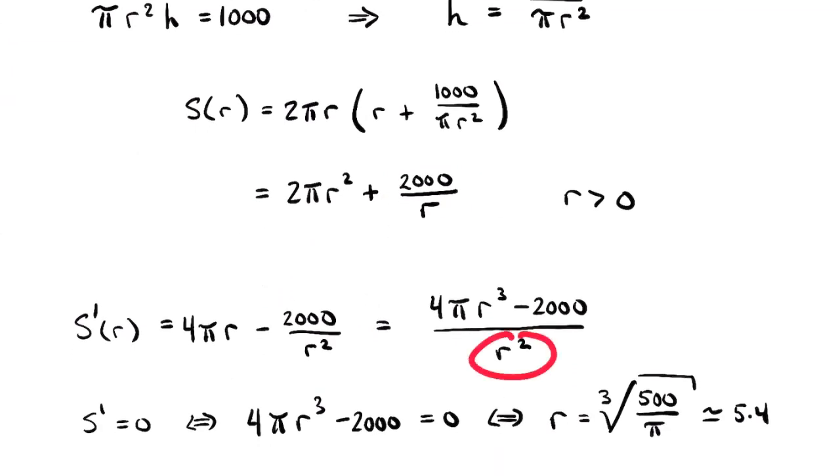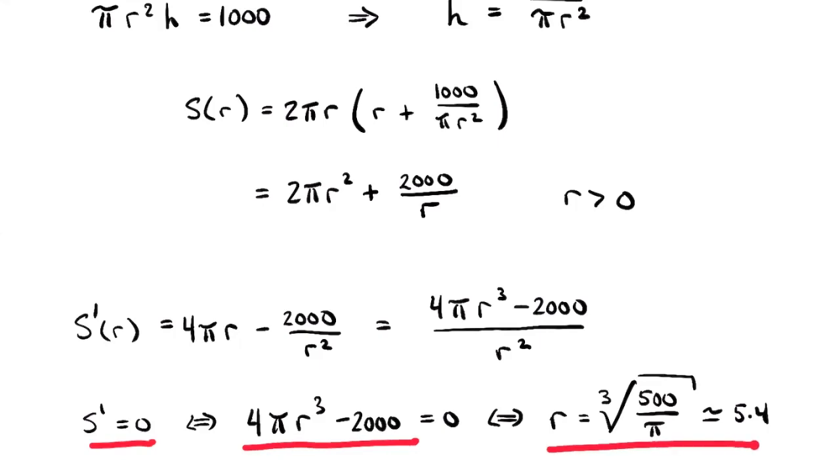This fraction is undefined if r is 0, but r is not allowed to be 0. So the only critical points we have to consider is when the derivative is equal to 0. That's only when the numerator is equal to 0. And if you do the math out, you get that the r value is the cube root of 500 over pi. It's the exact value. It's approximately 5.4, and that would be centimeters. If you're going to do further calculations, though, you want to make sure to use this exact value for r, not a rounded value. You don't ever want to do subsequent calculations with a rounded value because your round-off error will get bigger and bigger.